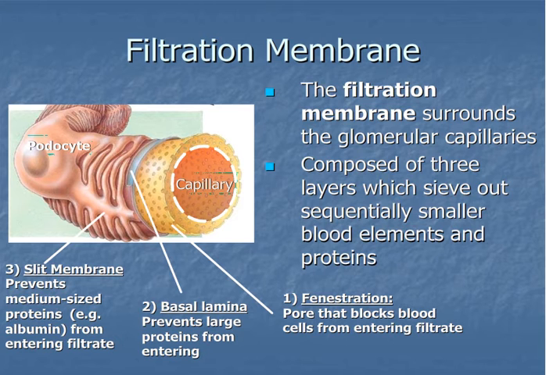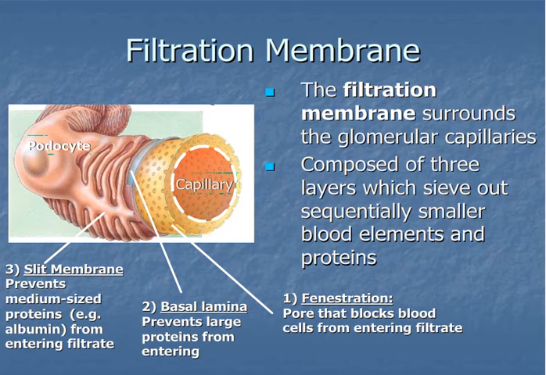Starting with the inside layer, we see that the wall of the capillary has fenestrations, or windows, in there. These are small pores that allow fluid, like water, to move through, but are too small to allow blood cells and large proteins to move through. The next layer is something called the basal lamina, and this again prevents large proteins from moving from the glomerulus into the Bowman's capsule.